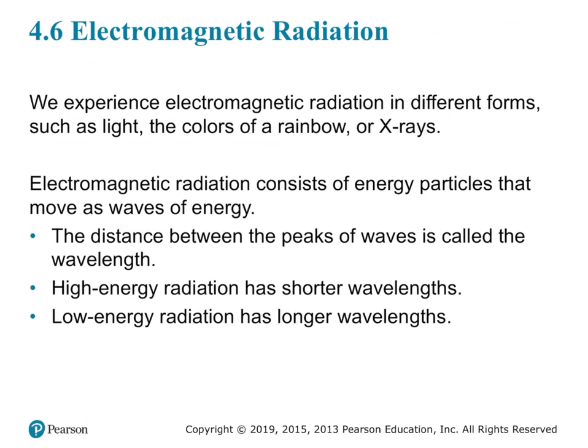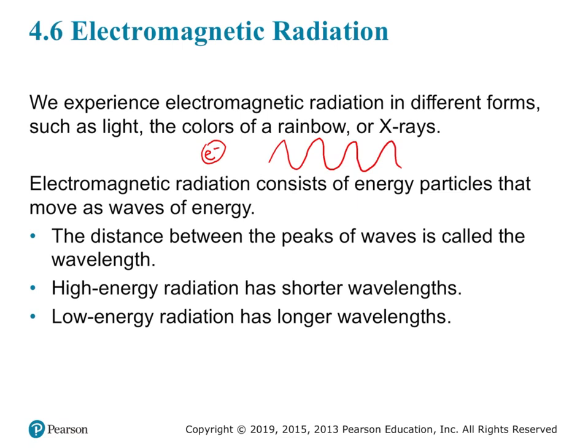And electrons exhibit this type of behavior. So even though we think of electrons as these little subatomic particles that exist in an atom, they can actually move like a wave or have a wave-like nature. And that's why we're talking about electromagnetic radiation, because electrons behave in the same way.